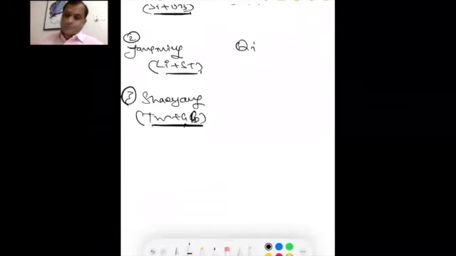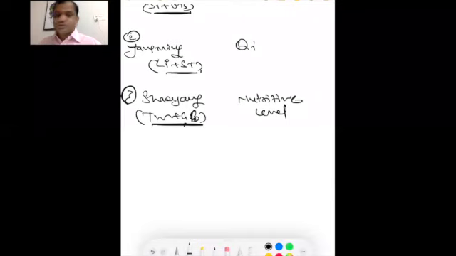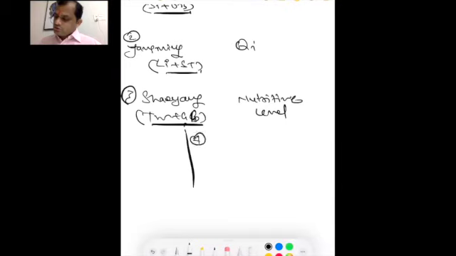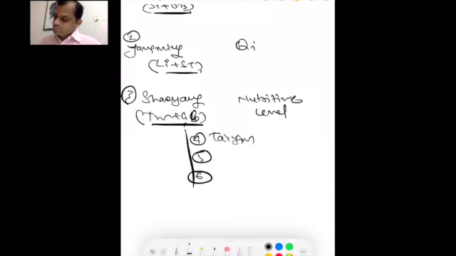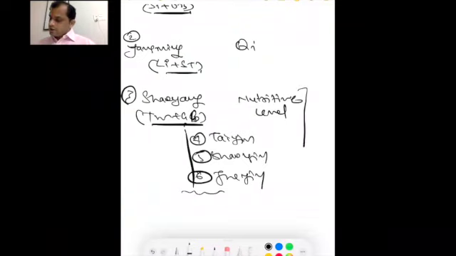This is the junction, and we tell it the nutritive level. As soon as any virus enters this nutritive level, then it's very easy to go into all the stages like Tai Yin, Shao Yin, and Zui. So these all are coming in our nutritive level.